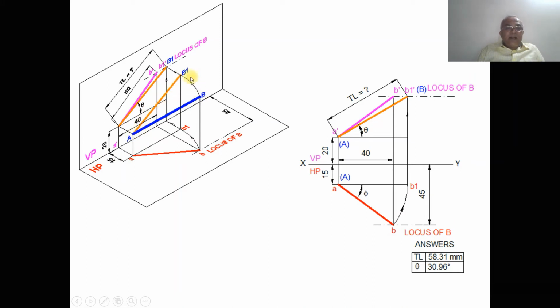Once you rotate in space, obviously what happens to the image? The image is also getting rotated. So where are you going to get the rotation? When you look from the top view, that B is projected onto this locus of B.